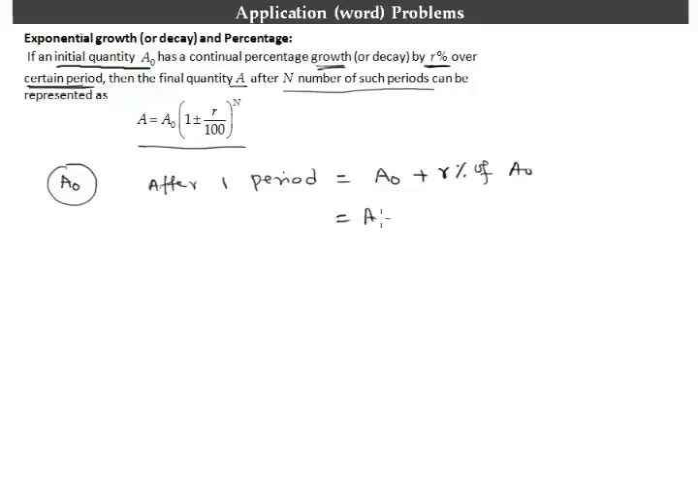If we calculate it, we will get A0 plus R divided by 100 of A0. Now if we take A0 common, we will get 1 plus R divided by 100. So after one period, that is after 1 R% growth, the quantity will be A0 times 1 plus R divided by 100 for growth. But if we consider decay, that is decrease, then this plus will become minus. So this will be the quantity after one period.